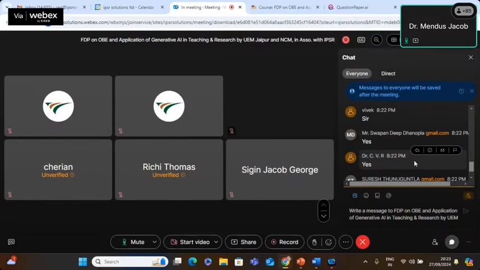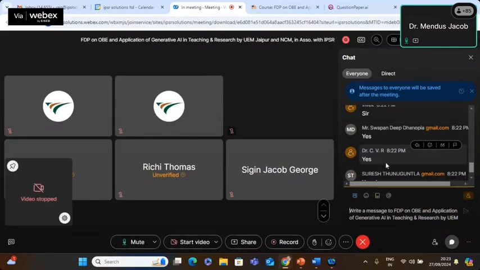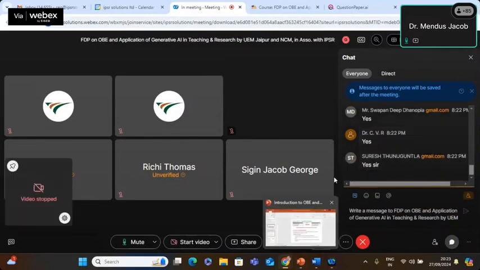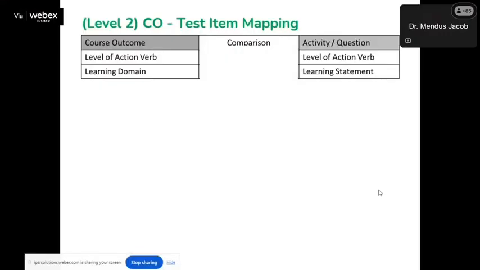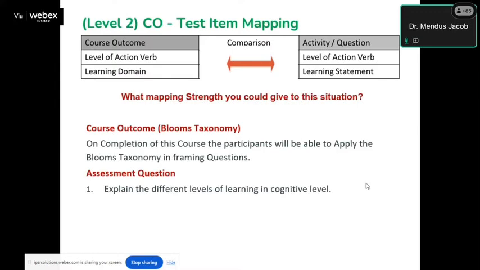Otherwise, if he is explaining in his own words with some examples, for example, remembering level, he's explaining what it is, and if he's trying to give some examples, then it can be an understand level. So that means this question can be of the K1 level, remembering level. Otherwise, we have to ask like this: explain the different levels of learning in cognitive domain and give some examples also. Definitely, it can be an understanding level.